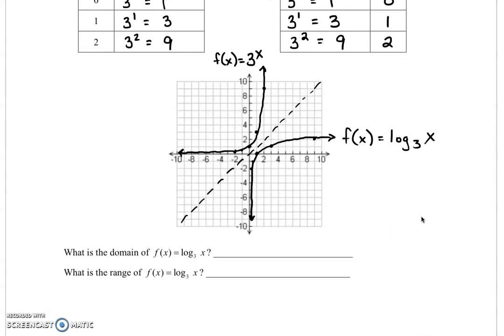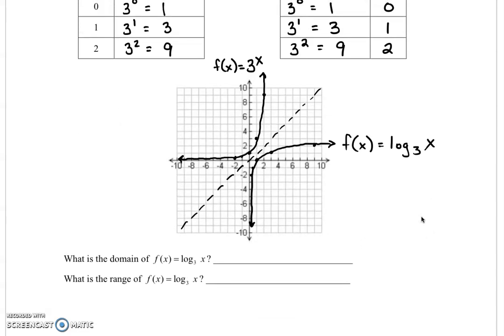So now, we talked about the domain and range of the exponential function in the last section. Let's just look at the log function. What is the domain? Remember, domain is x values. So the smallest x value we can get is as close to 0 as possible without being 0. So that's why it's a parentheses. And the x's can keep going to infinity.